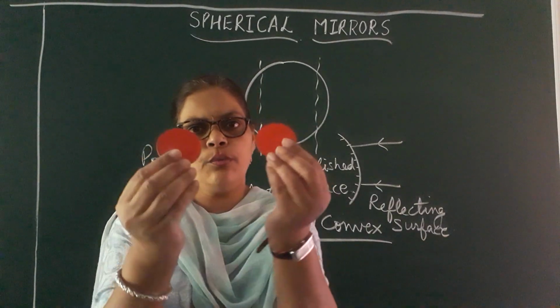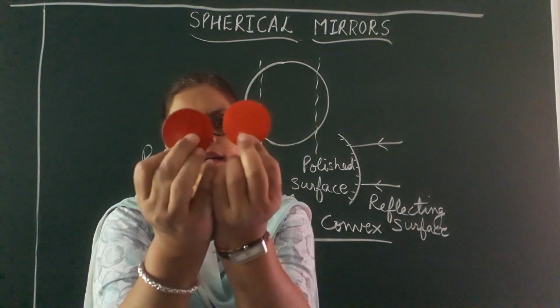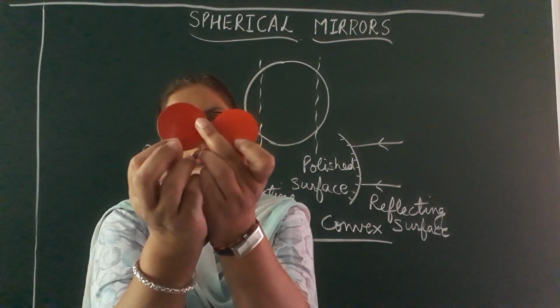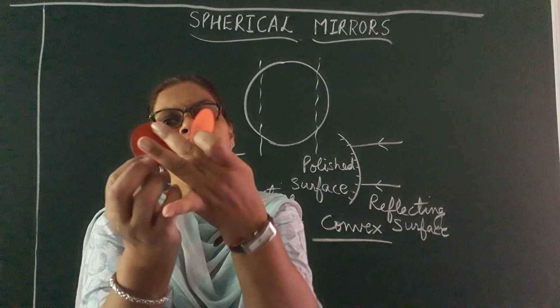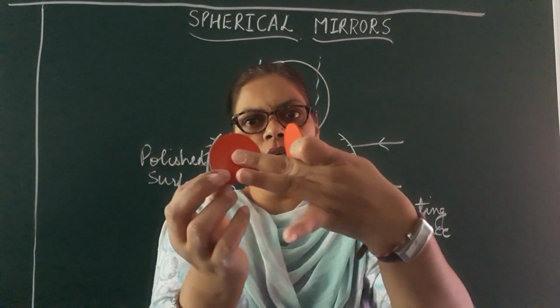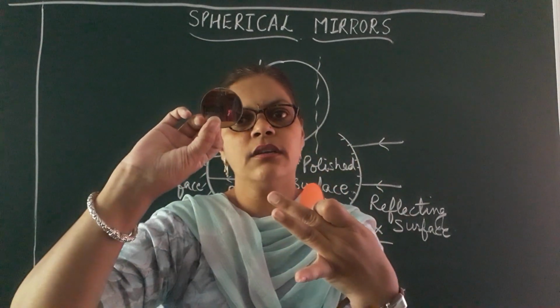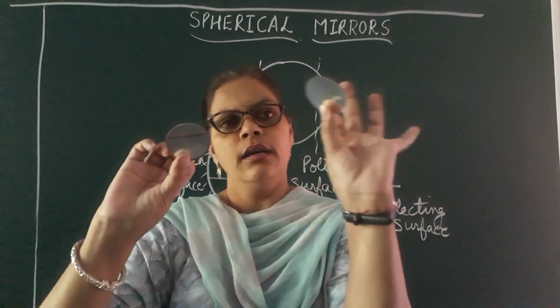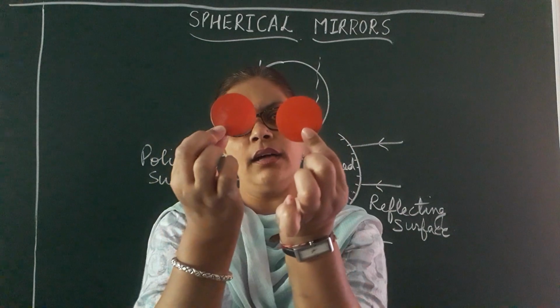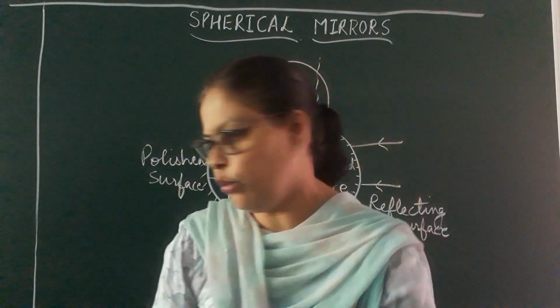Okay, so these are the two mirrors. You can see this particular side is actually polished. This side is silvered, and over that we have a paint so that there are no scratches, and this is the reflecting surface of the mirror. So one side is reflecting, children, and the other side is polished. So these are the two mirrors.